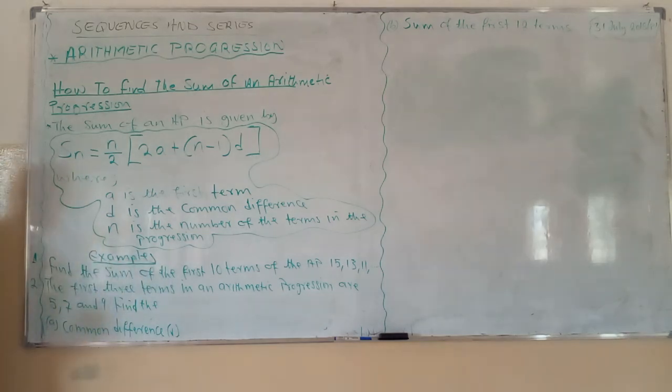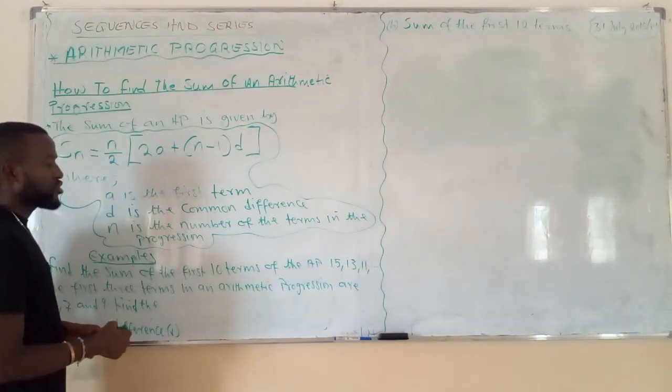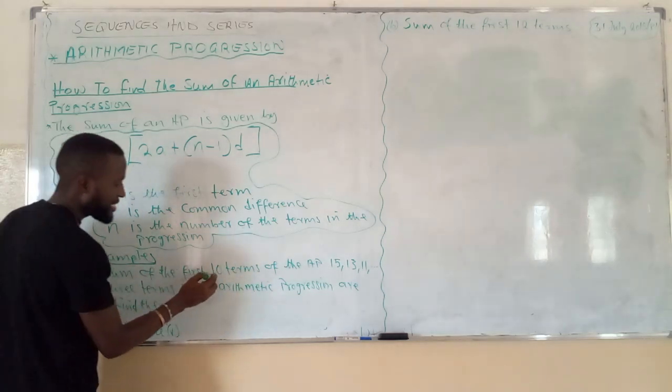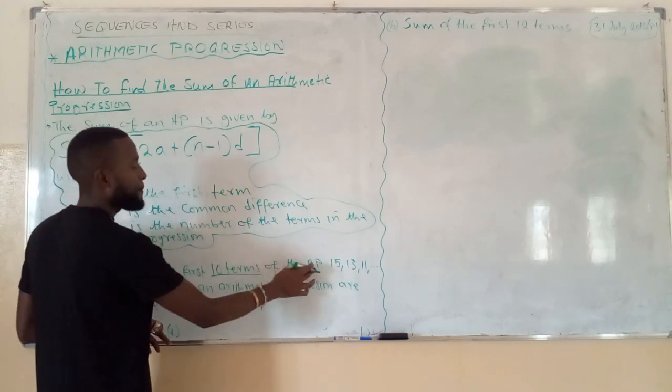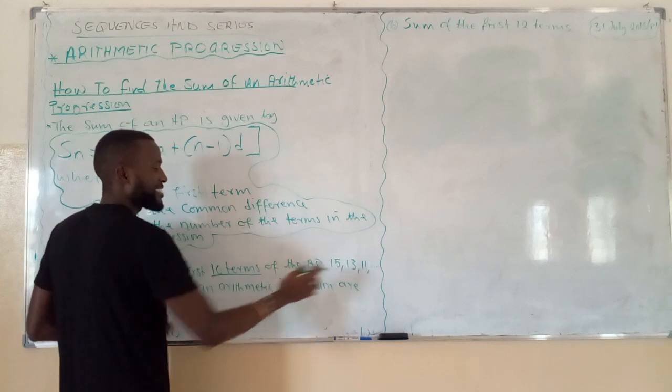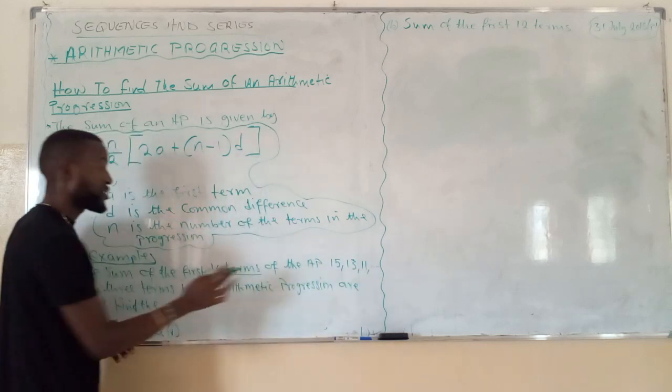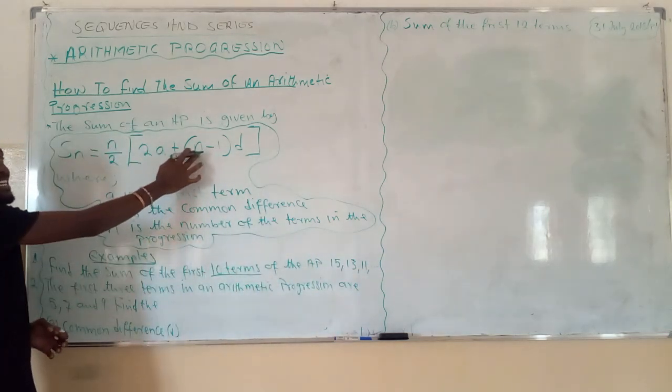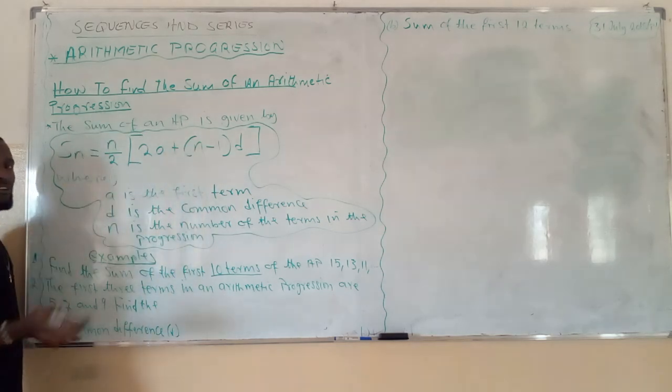Examples. Question number 1. Find the sum of the first 10 terms of the AP 15, 13, 11. Now, they have just given us 3 terms, but there are 10 terms here. So we already know what our n is. Our n is 10.